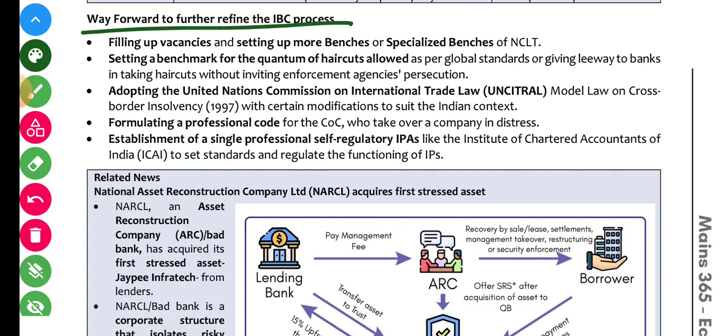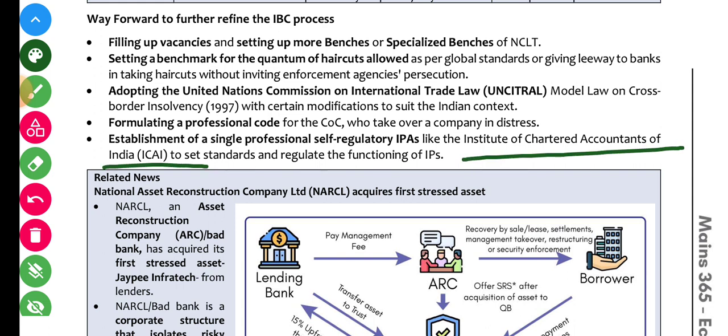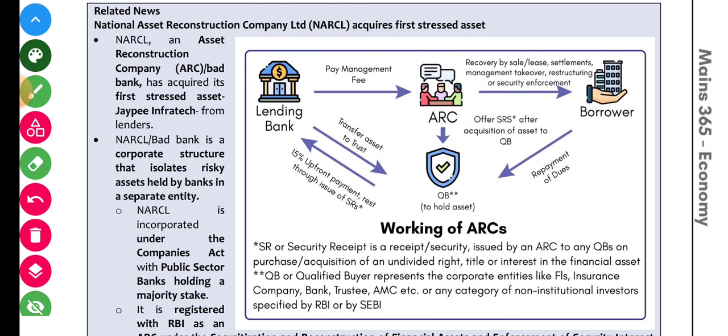So what is the way forward? To further refine the IBC process: filling up vacancies and setting up more benches or specialized benches of the National Company Law Tribunal, setting a benchmark for the quantum of haircuts allowed, adoption of the United Nations Commission on International Trade Law, formulating a professional code, establishment of a single professional self-regulatory IPA like the Institute of Chartered Accountants of India to set standards and regulate the functioning of insolvency professionals.